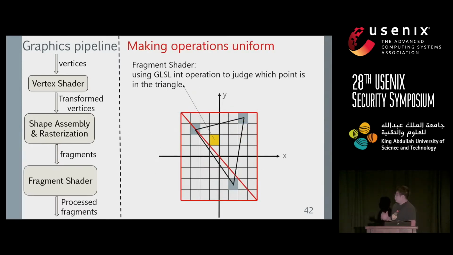So we try to fix this in the fragment shader. We already use GLSL integer operations to judge which point is in this triangle. After that, we also use GLSL integer operations to calculate the varying color or the texture value.